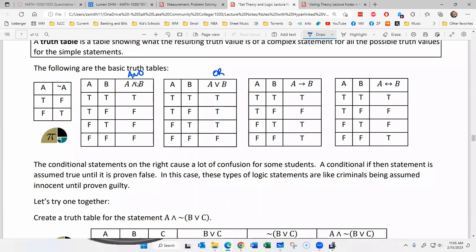The A or B, as long as there's one true, the final value is true. If they're both false, then you get a false. So the A or B is almost always true, unless you have a false, then it's false. So the A and B is rarely true. You have to have 2 trues to make it true. The A or B is rarely false. You have to have 2 falses to make a false.